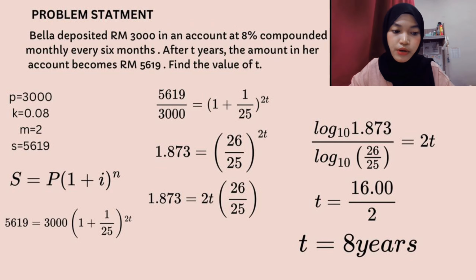So we divide by 2. So the answer we got is T equals 8 years. So the final answer is 8 years.